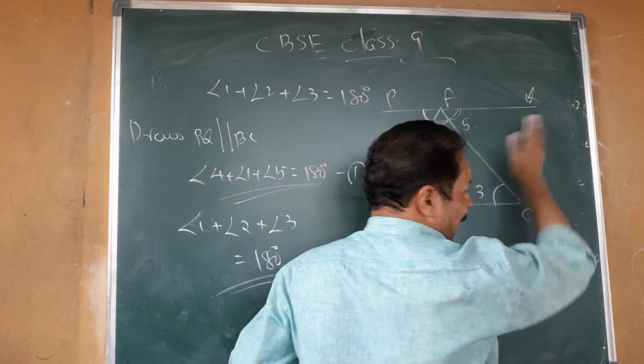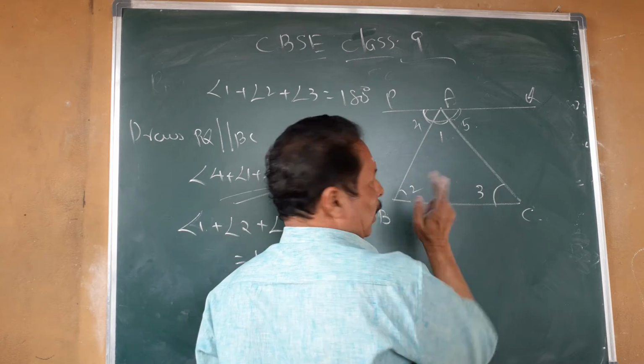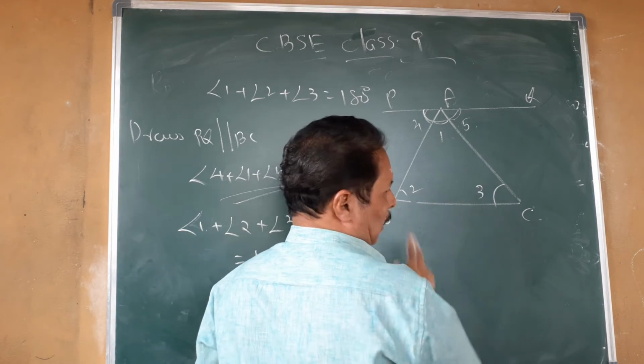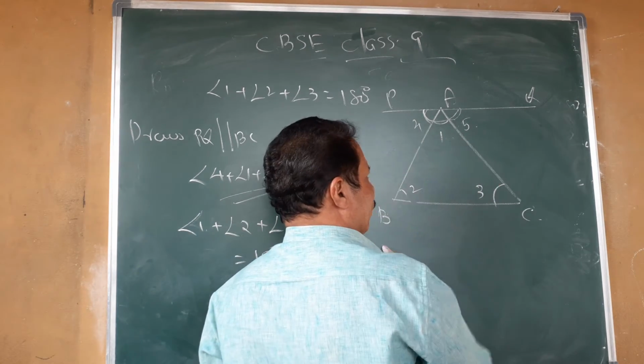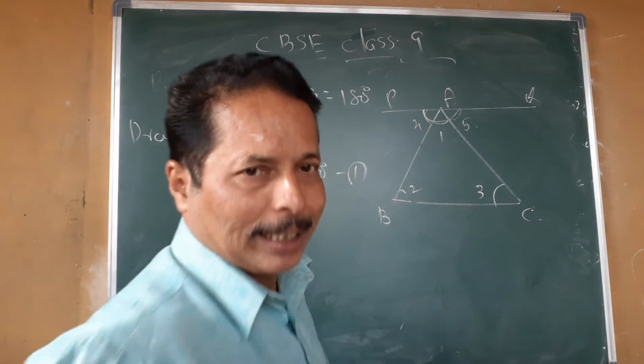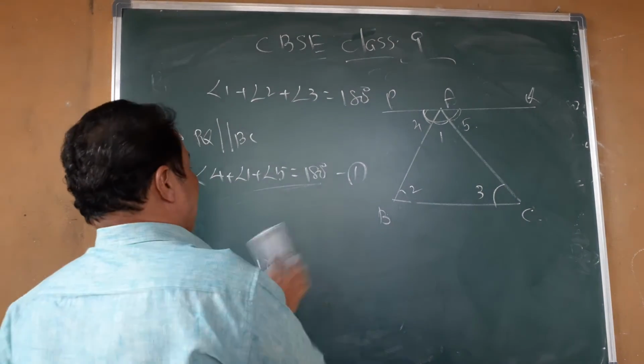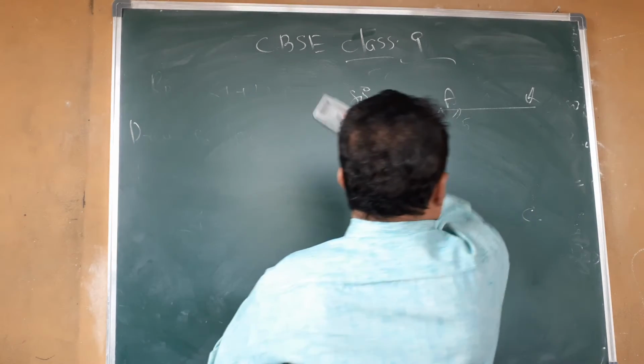Draw a line parallel. Then these two are equal, alternate interior. These two are equal, alternate interior. All of them added get 180. Automatically this is also added to get 180. That is the angle sum property of a triangle.